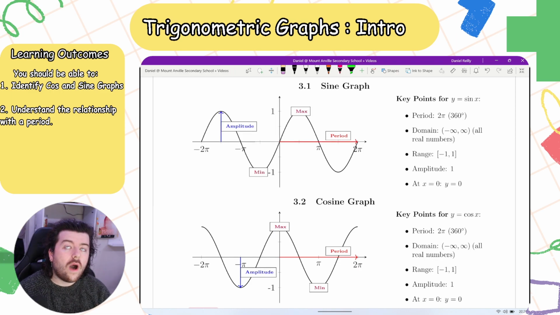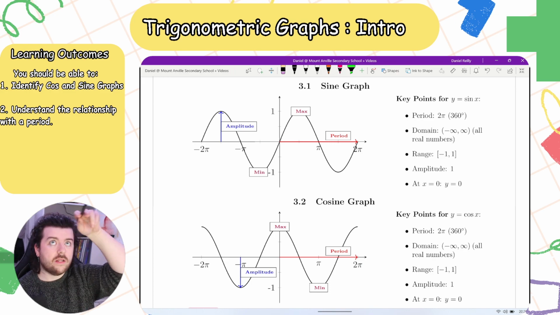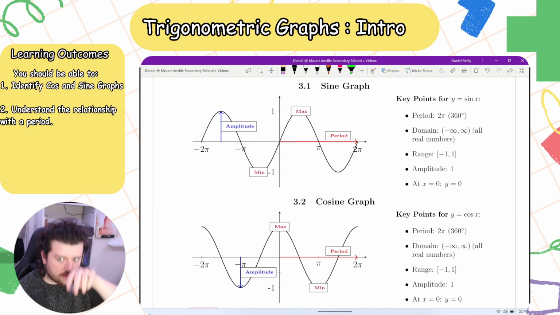So why is that useful? Well, it is useful if we are ever modeling something that oscillates between values. Maybe someone's heart rate or pulse, the high pulse capping out here, then the low pulse. Or a Ferris wheel, like your height on the Ferris wheel. You start at the bottom, go to the top, go to the bottom, go to the top. So we use trig graphs when we want to model oscillating ideas. Tides are another one.